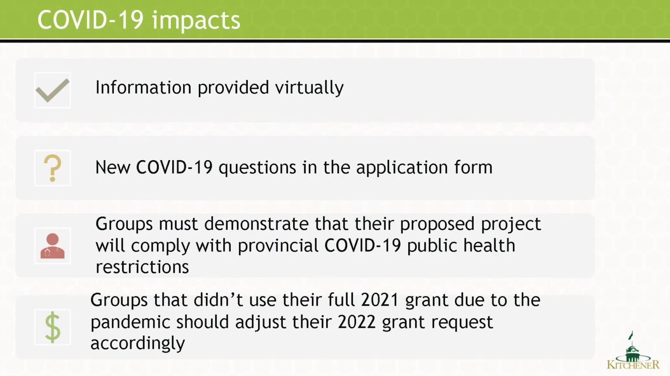The second question is about your organization's plans for 2022. You'll be asked how your operations or plans will comply with provincial COVID-19 requirements, if required. Further, if your group received a community grant in 2021 and didn't end up using the full allocation due to the pandemic, we trust that you'll adjust your grant request for 2022 accordingly.